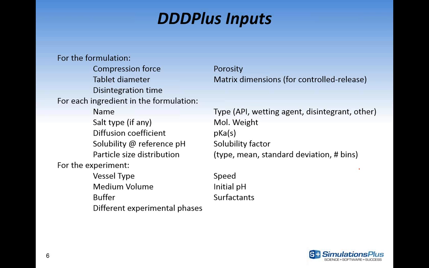For each ingredient in the formulation, you're going to need to know the physicochemical properties, whether it's the API, wetting agent, disintegrant, or other. You're going to need to know the molecular weight, diffusion coefficient, pKa's, solubility at a reference pH, the solubility factor, which is the ratio between the charged solubility and the neutral form solubility, the particle size distribution of your different ingredients.